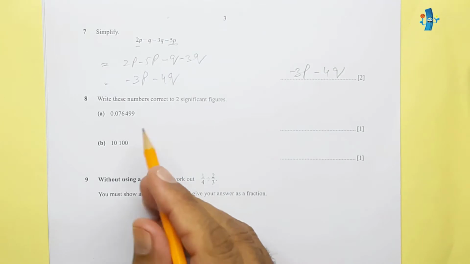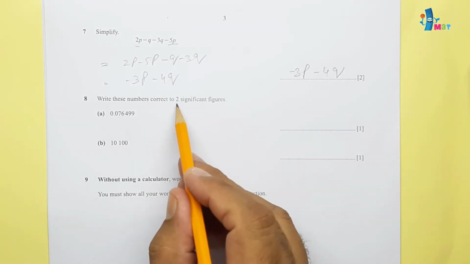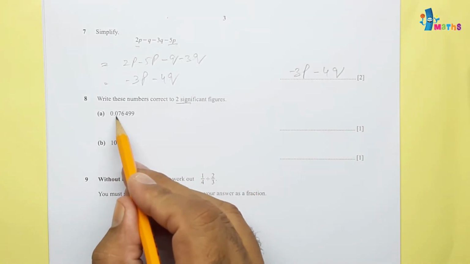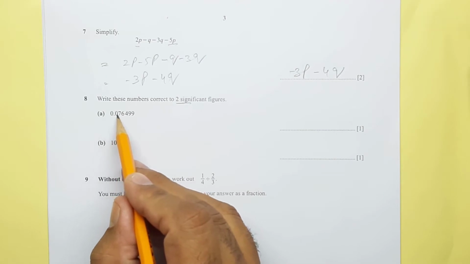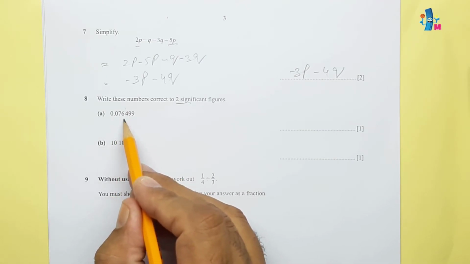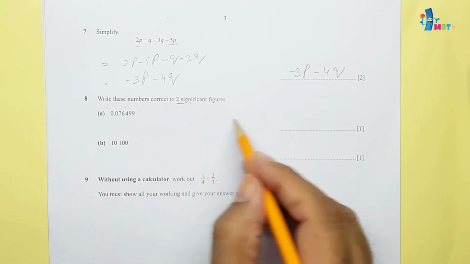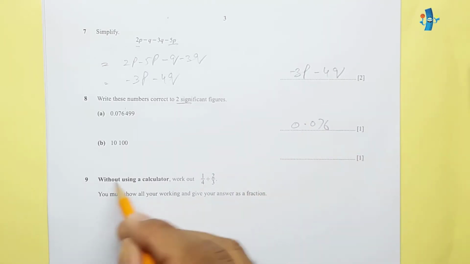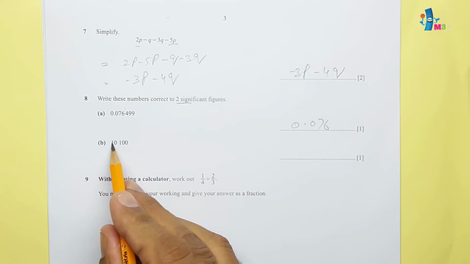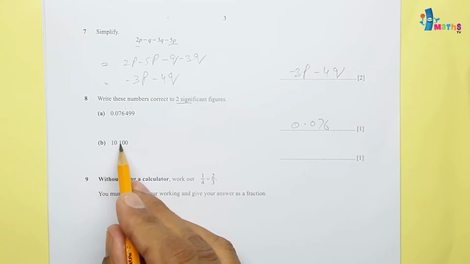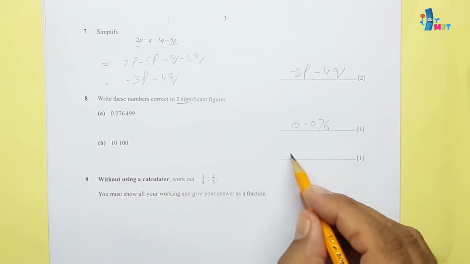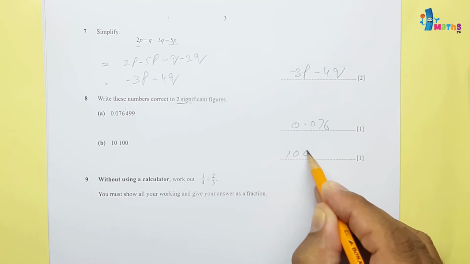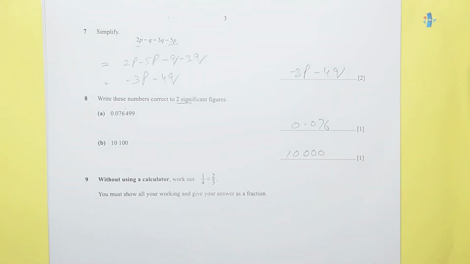Question number 8, write these numbers correct to 2 significant figures. So 2 significant, these zeros are non-significant, 7 and 6 are significant. So we will write 0.076. This will be our answer. Next, 2 significant figures, this one and this one, because if we include 1, it will be 3 significant figures. So we will write 1, 0 and 0, 0, 0 as the answer.